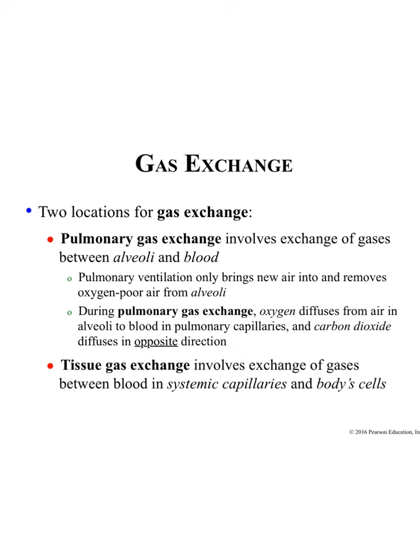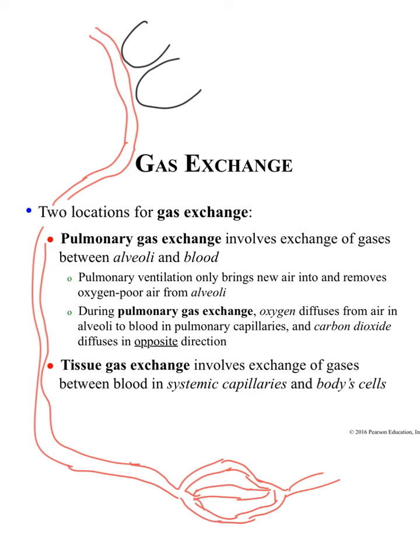So as we first bring this air in, where gas is being exchanged is going to be between the alveolus and the blood. So breathing or pulmonary ventilation simply brings air into the alveoli and takes oxygen poor or CO2 rich air away from the lungs. So to actually allow the gases to exchange, we refer to that as pulmonary gas exchange.